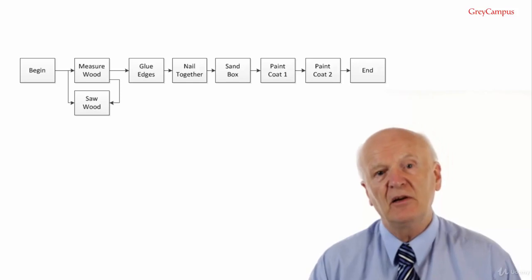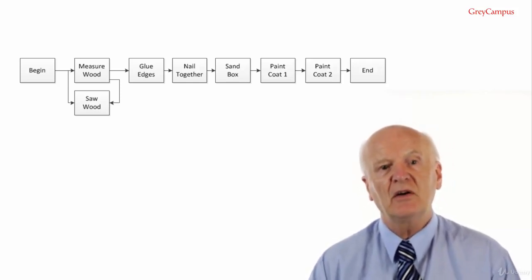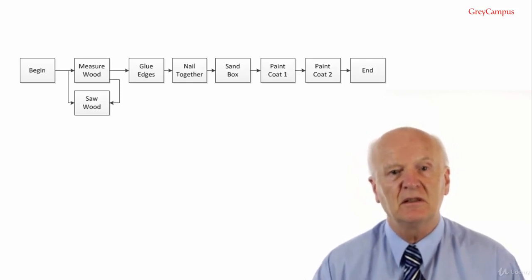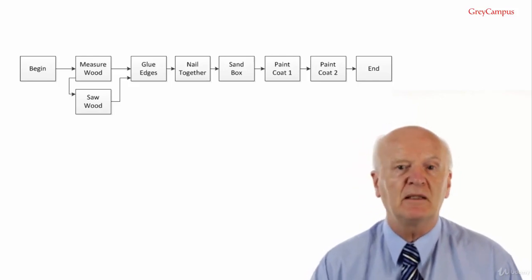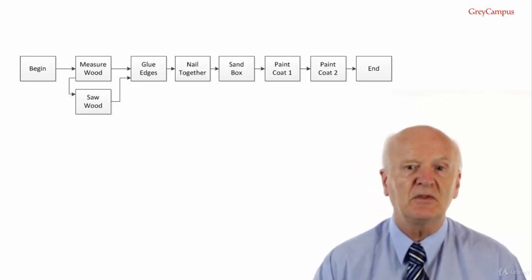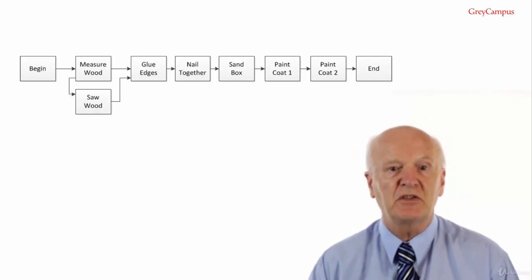Start to start. A logical relationship in which a successor activity cannot start until a predecessor activity has started. For example, with our wooden box, if two people are measuring and sawing in parallel, the sawing can't begin until the measuring has started. This is a start to start relationship as shown below.